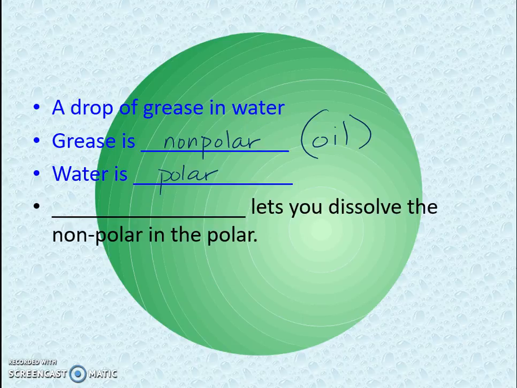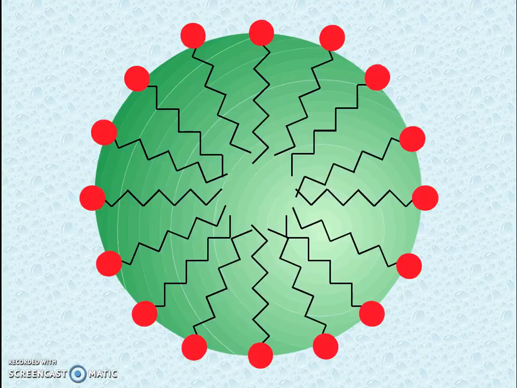Well, the question is, how are we going to be able to wash grease or oil away if it doesn't dissolve in water? Well, we use soap. And the reason we use soap is because soap lets you dissolve the nonpolar in the polar. All right, so how does this happen?